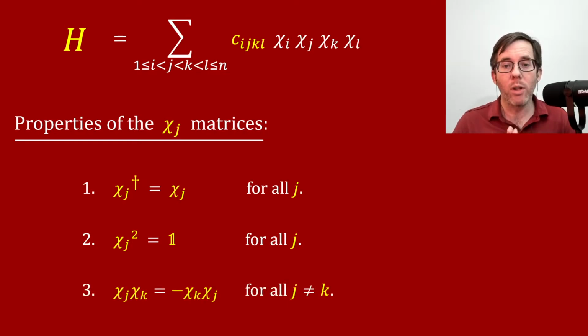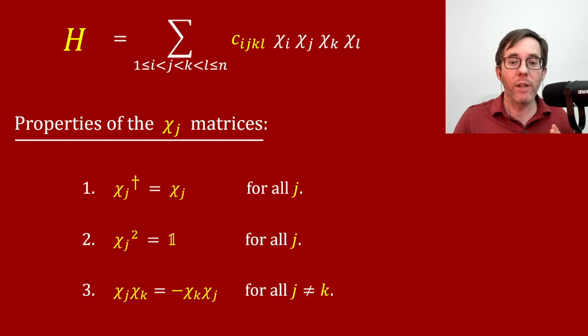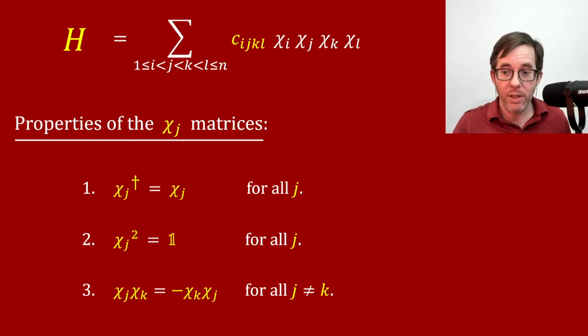Third, and this is the most important, these matrices anti-commute. So chi j times chi k equals negative chi k times chi j. And this is all you need to know about the matrices. There's a certain sense in which these three properties characterize everything there is to know about these 2 to the n over 2 by 2 to the n over 2 matrices. Indeed, it's not too hard to show that if the chi j's are any matrices satisfying these three properties, then the set of eigenvalues of h is unchanged.